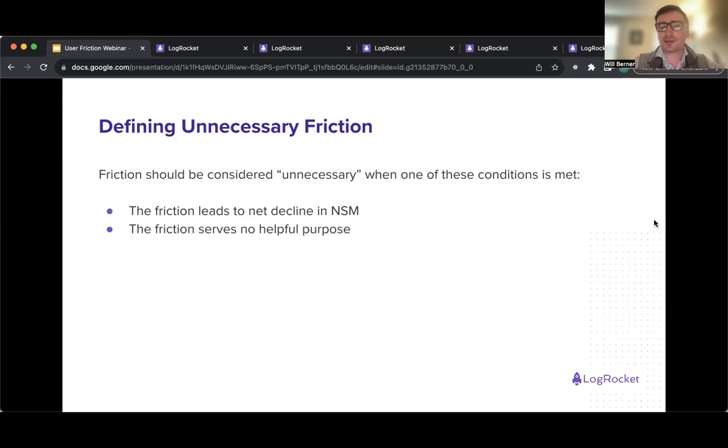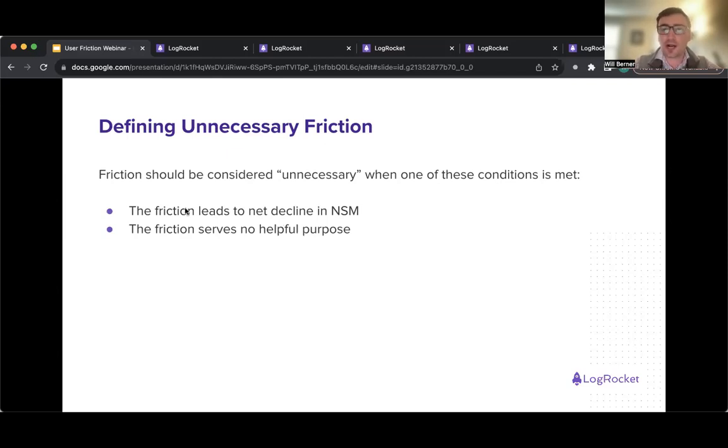All right, so we talked about balance, we talked about guardrails. Now let's talk about just friction that sucks, because there is unnecessary friction. And I think that's probably what people here are most interested in learning to identify. So I think just putting a quick definition on this can be helpful. There are a couple different ways that friction could be classified as unnecessary.